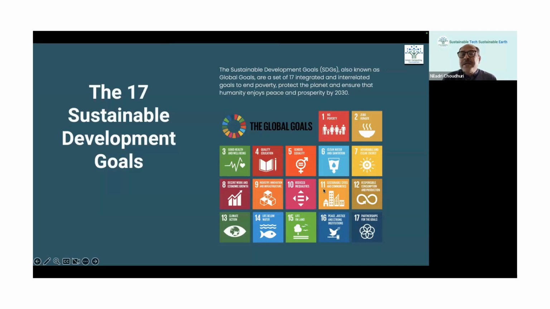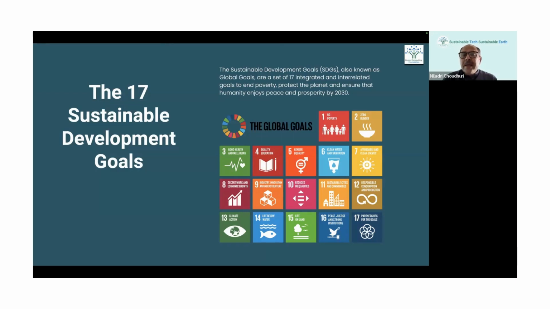10 is about reduced inequalities, 11 is about sustainable cities and communities, 12 is about responsible consumption and production, 13 is about climate action, 14 is about life below water, 15 life on land, 16 peace, justice, and strong institutions, partnerships for goals is 17. This last point is very important because sustainability is about changing the mindset. Sustainability is about data, and sustainability is possible only when there is an ecosystem which is working, built on partnership, built on trust, built on everybody having that common goal.